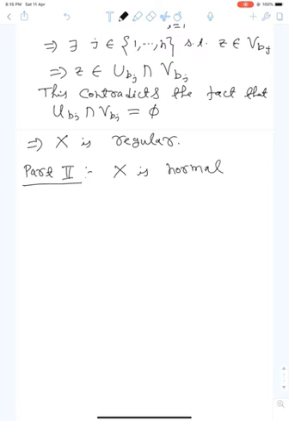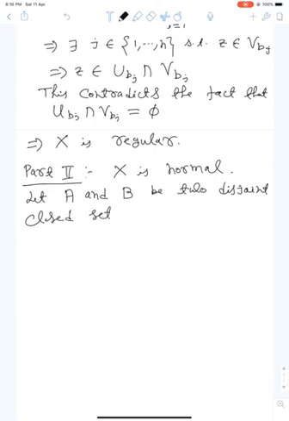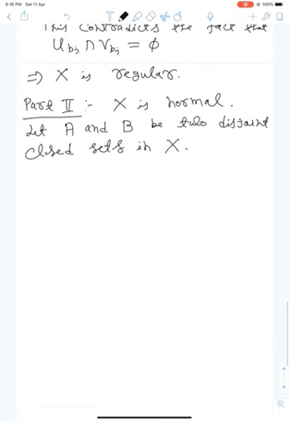Okay, so that singleton points are closed, that is done, right? Now we need to choose two disjoint closed sets, and we need to prove that they are separated by open sets. That's all. So let A and B be two disjoint closed sets in X, right?